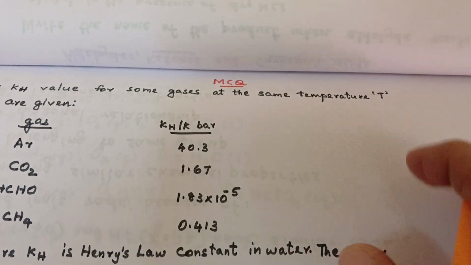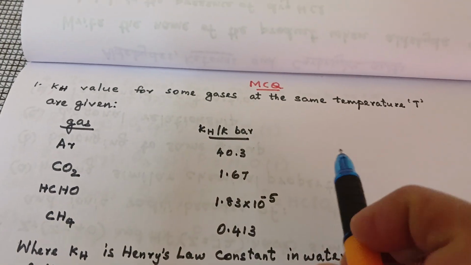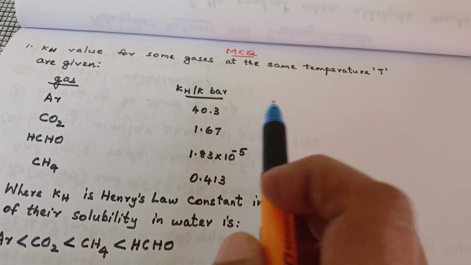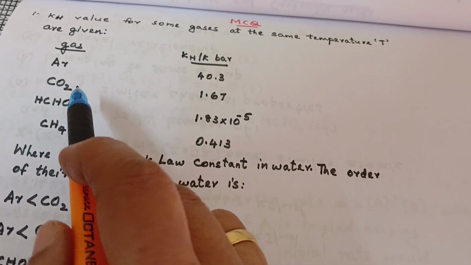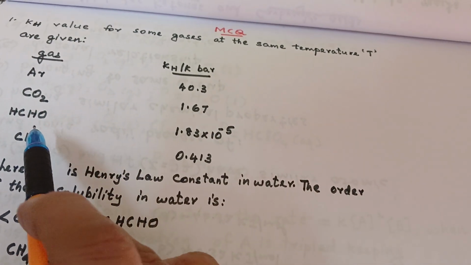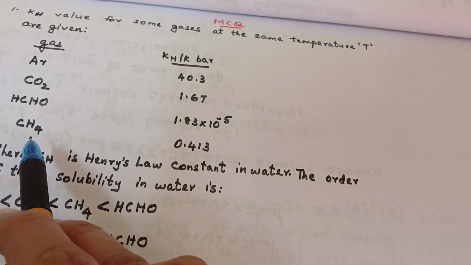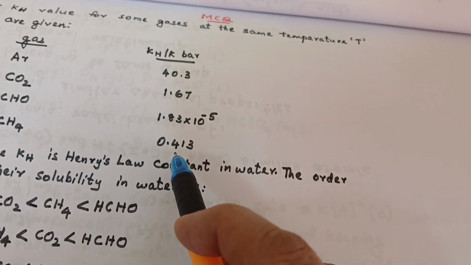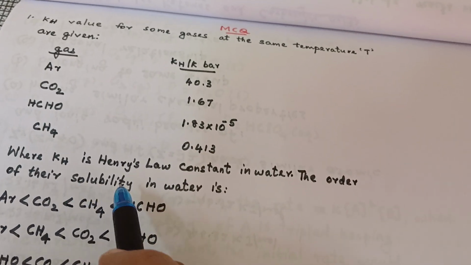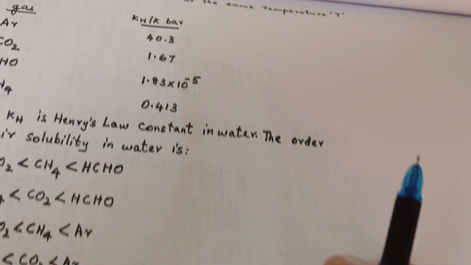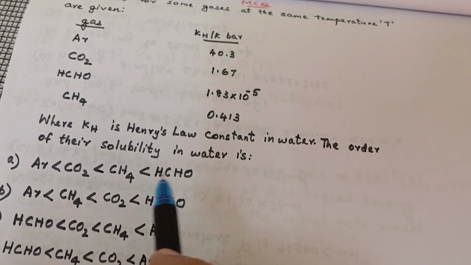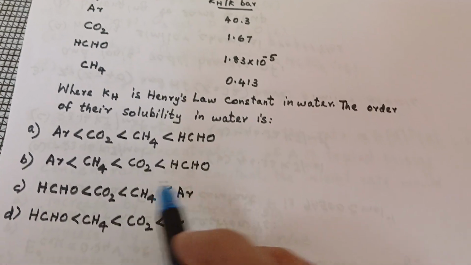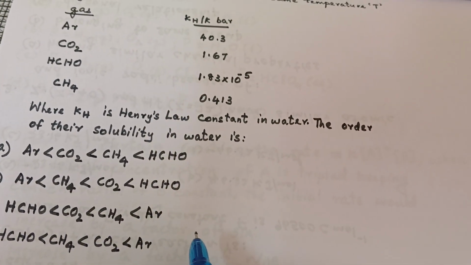Let us look at a few MCQs. First one, KH values for some gases at the same temperature T are given. The gases are argon, carbon dioxide, HCHO, that is formaldehyde, and CH4, and their KH values are given. Where KH is Henry's law constant in water, the order of their solubility in water is. We have to choose the correct order.